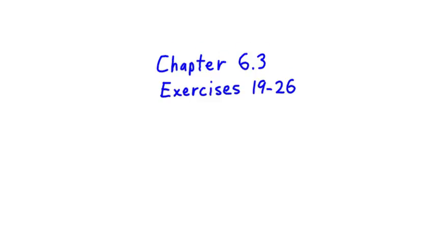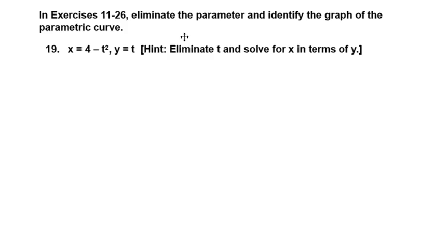This is chapter 6.3, exercises 19 through 26. This section of the book, 6.3, has to do with parametric equations. Specifically in these exercises, we're going to be taking a parametric equation and eliminating the parameter, and then, of course, identifying the graph of the parametric curve.